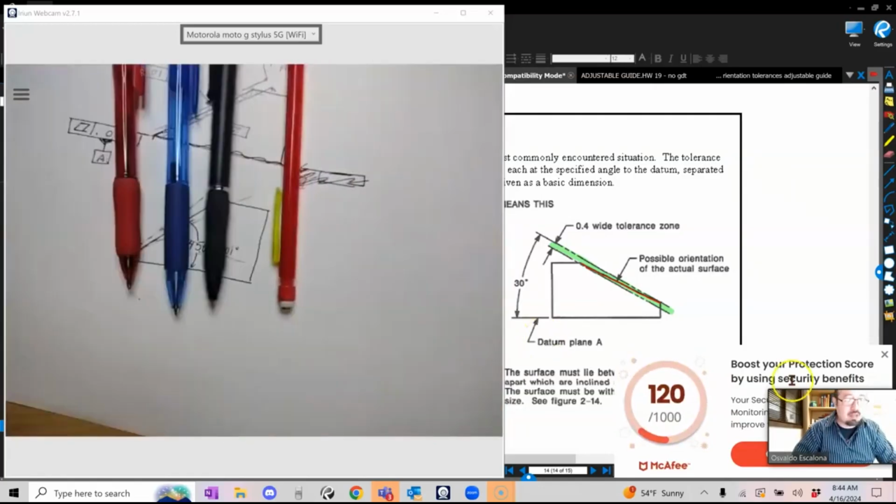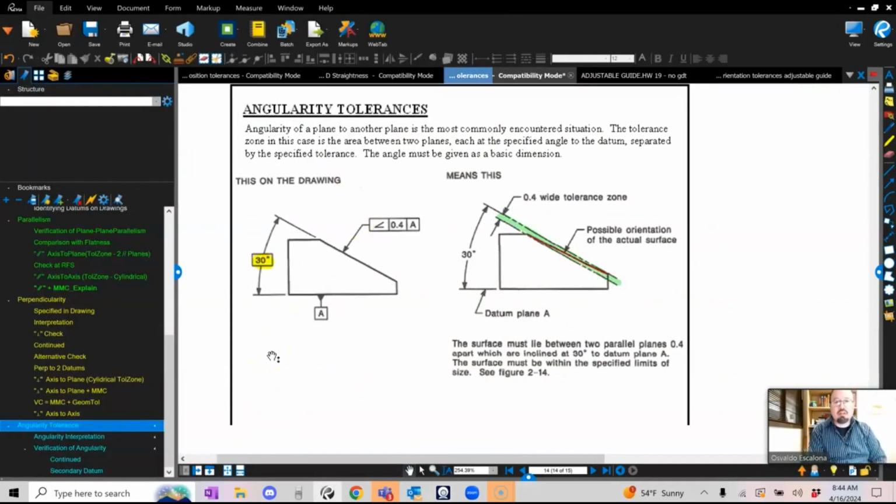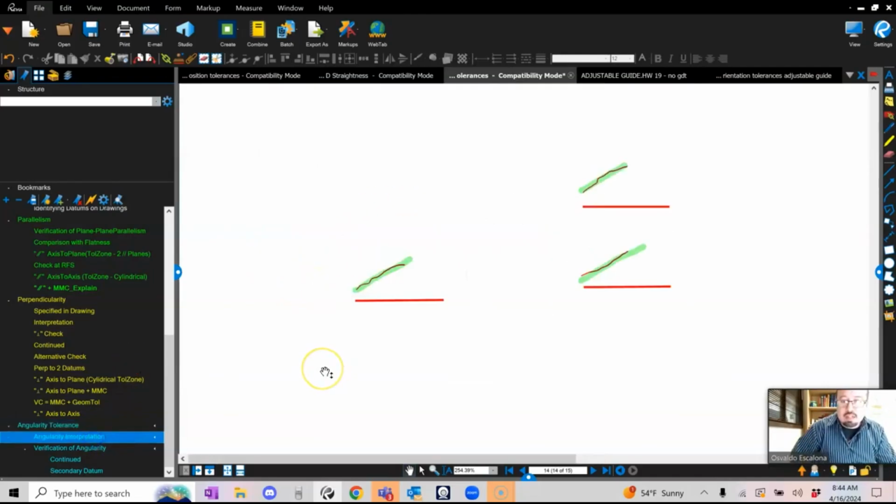This is very much what angularity tells you, which is exactly what you guys see here. Angularity of a plane to another plane is the most commonly encountered situation. The tolerance zone in this case is the area between two planes, each at the specified angle to the datum. Make sure that you put a basic dimension, you need it, because my tolerance is based on the feature control frame, not on the plus and minus. Angularity representation. I think this is just a recap of what I just told you.